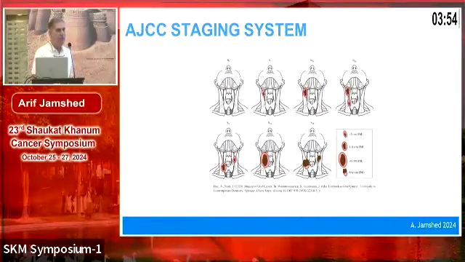What is the problem with the staging when it comes to treating? Is there any problem over here? Everybody knows if you have a single node less than 3 centimeters, it would be N1. If you have multiple ipsilateral, it will be N2. And if you have contralateral, N2C. And if you have a node which is more than 6 centimeters, it would be N3. What the staging doesn't tell you is what you have to do in terms of treatment.